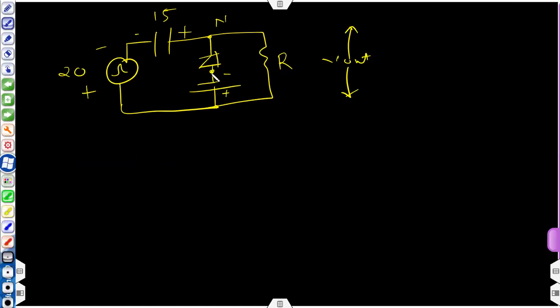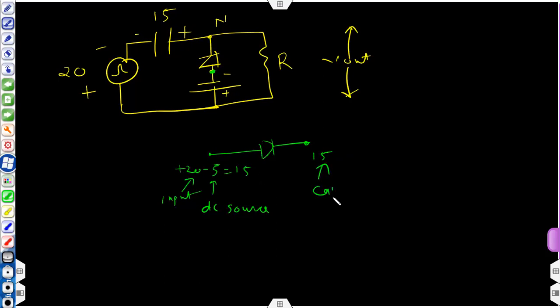So onto the P side, we have net voltage. This is 20. So this is P side. So we have plus 20 minus 5, that gives you 15. And onto the N side, we have plus 15 because of this capacitor. So this is because of input, this is because of DC source, and this 15 is because of capacitor.